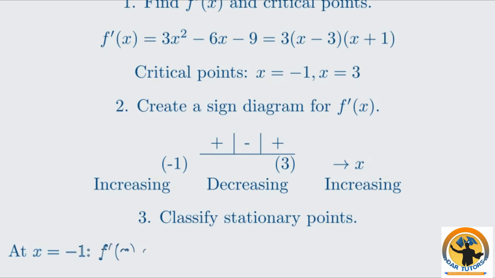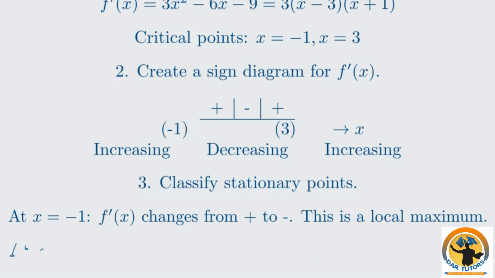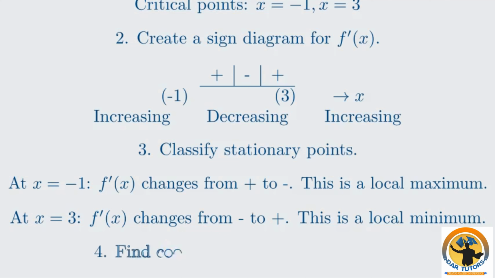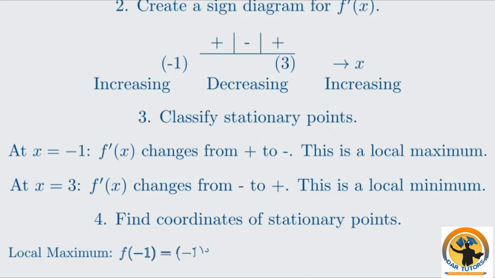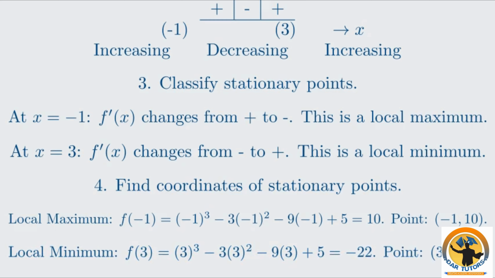At x equals -1, the derivative changes from positive to negative. This indicates a local maximum. At x equals 3, the derivative changes from negative to positive. This indicates a local minimum. Finally, we find the y-coordinates of these points by substituting the x values back into the original function. f of -1 is 10, so the local maximum is at (-1, 10). f of 3 is -22, so the local minimum is at (3, -22).